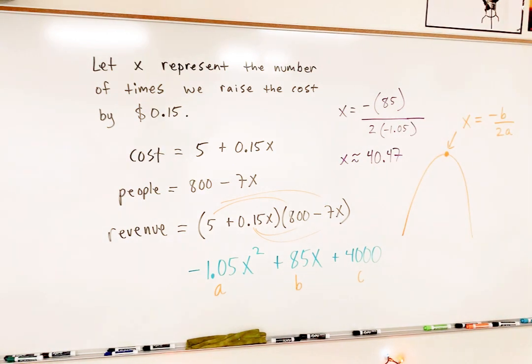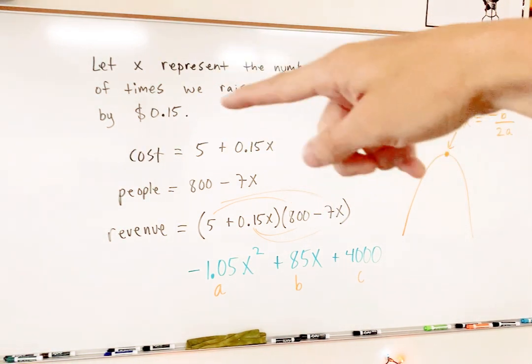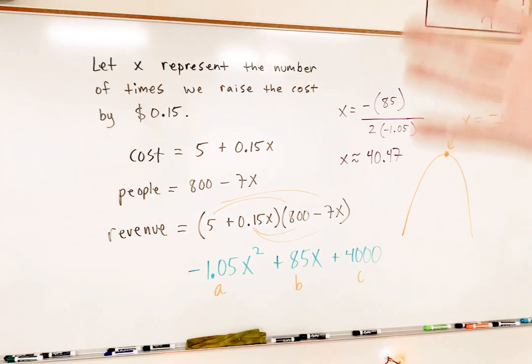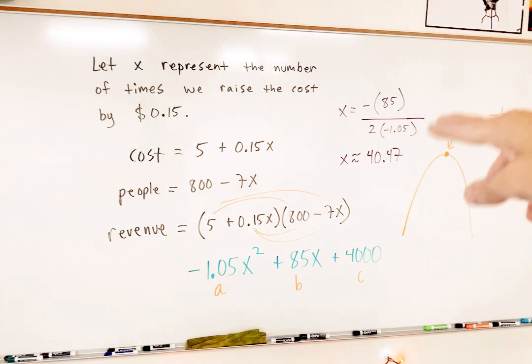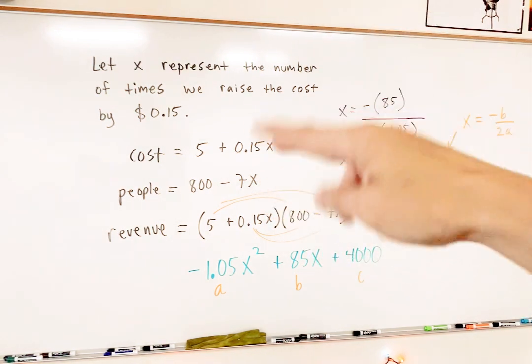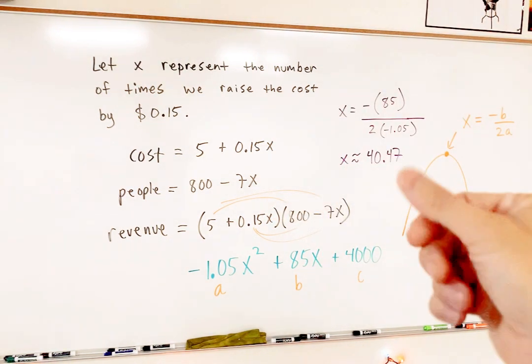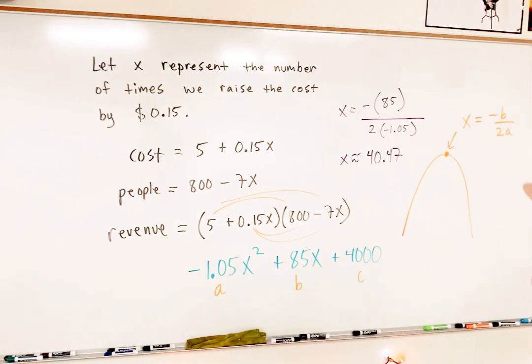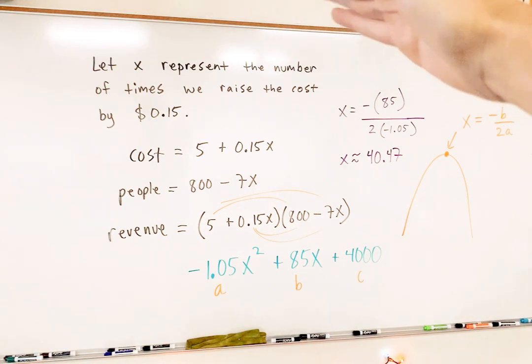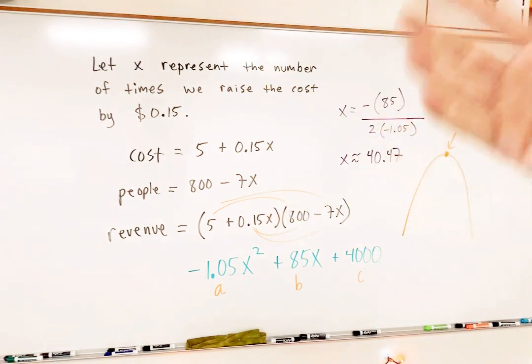Now, what do they want? Do they want maximum revenue? Do they want how many people go with us? Do they want ticket cost? Depends on what you want. If you want ticket cost, then take that number x, 40.47, and plug it only into your cost equation. If you want to know how many people are still with you, take the 40.47 and plug it into the people equation. If you want to know the maximum revenue, like money, take the 40.47 and plug it into the blue. Or plug it into cost and people and then multiply those numbers together.